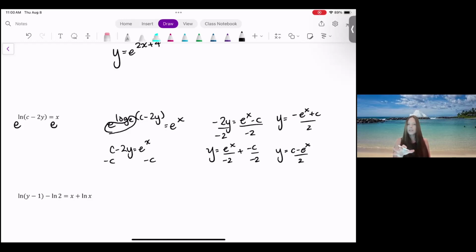Now, you don't necessarily need to do that. You could write e to the x minus c over -2. I'm sure your instructor would accept that, but I like to clean it up and simplify as much as possible.